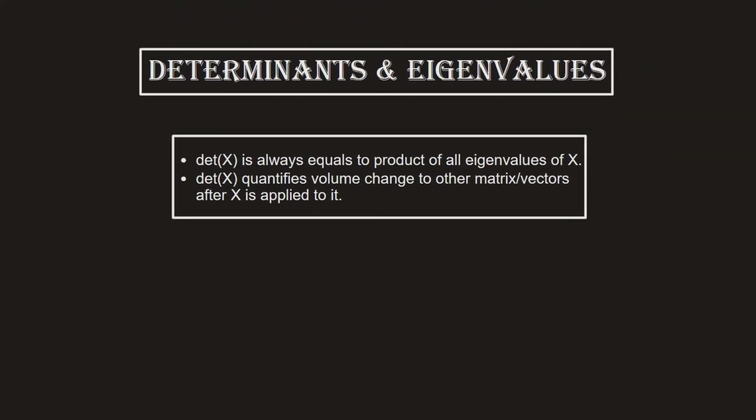Now the most interesting part of this lecture, where we will try to understand the relationship between the determinant and eigenvalues. By the way, if you have not watched our lecture on eigenvalues and eigenvectors, then I suggest that you watch it first and then come back to this point. But if you have already watched it, then let's continue from here. So the determinant of a given matrix, let's say matrix X, is always equal to the product of all eigenvalues of X, which means let's say that we have a matrix X which has 4 elements.